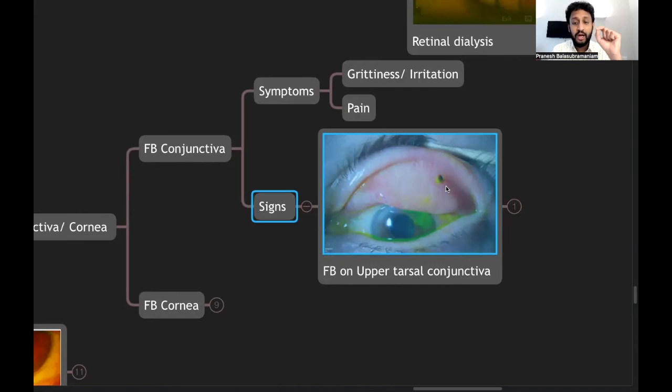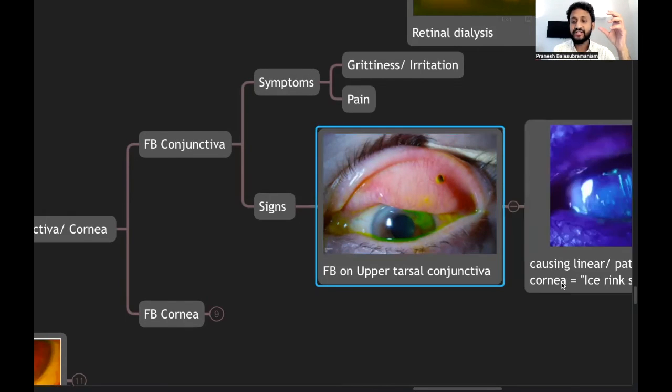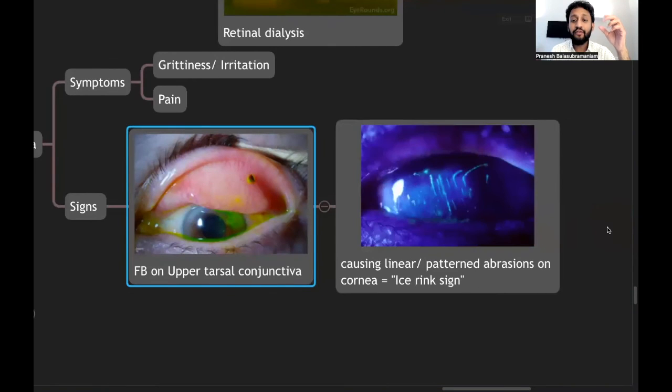Now, as the patient closes and opens the lid, this foreign body can paint the cornea, leading to patterned abrasions, like brush-paint abrasions, which you will see on the cornea after fluorescein staining. So when you see this picture, it means there can be a hidden or missed foreign body on the upper tarsal conjunctiva. This is called the ice rink sign. Very important.